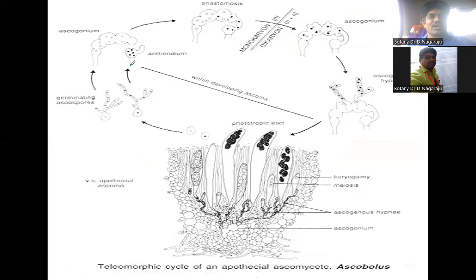Here you can see in Ascobolus the sexual cycle. See, ascogonium and antheridium.